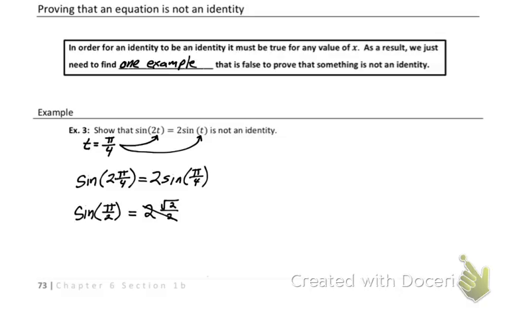Which means those cancel out. The sine of pi over 2, that one's easy because that's straight up. That's just going to be 1. Does 1 equal square root of 2? I'm going to say no. That means this is false. I found one example where it's not true, so that guy is false.